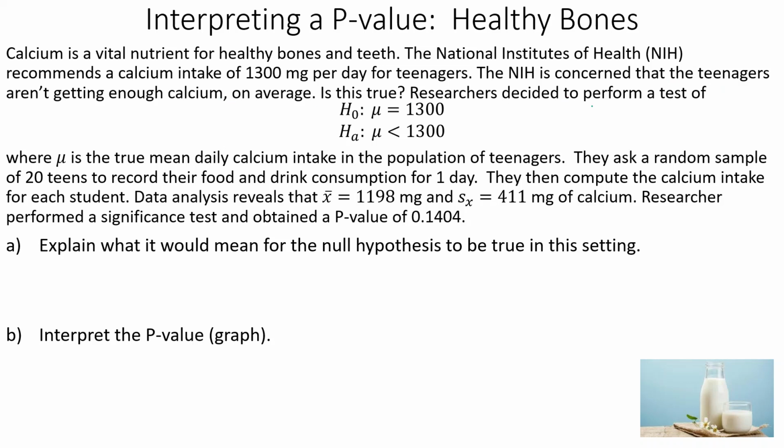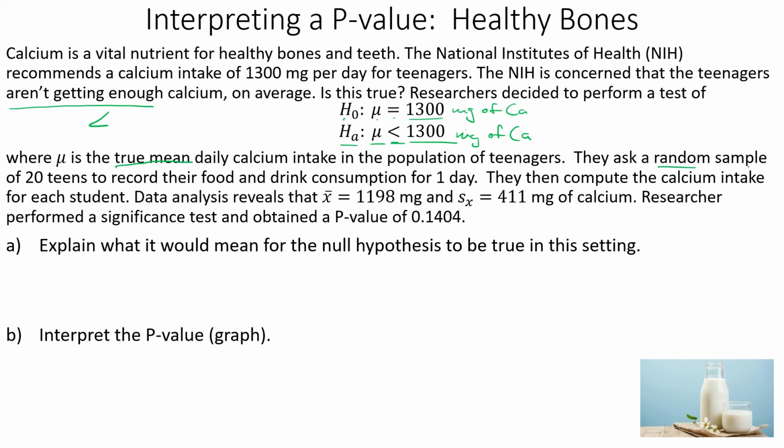Is this true? Researchers decided to perform a test where the null hypothesis is that the mean is 1,300 milligrams of calcium. Ca, I believe, is the chemical formula. All right, our alternative then would be that the mean is less than this 1,300 milligrams of calcium, because we think that they aren't getting enough. So that would be less than, where mu is the true mean daily calcium intake in the population of teenagers.